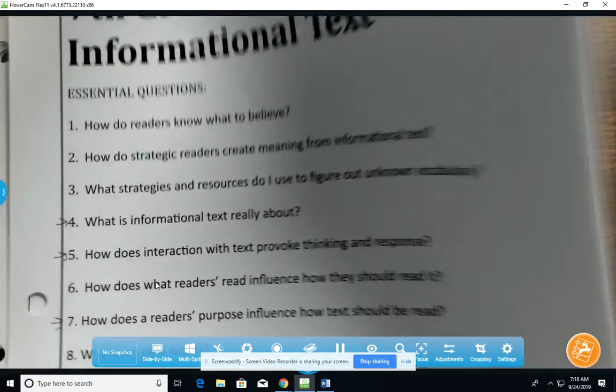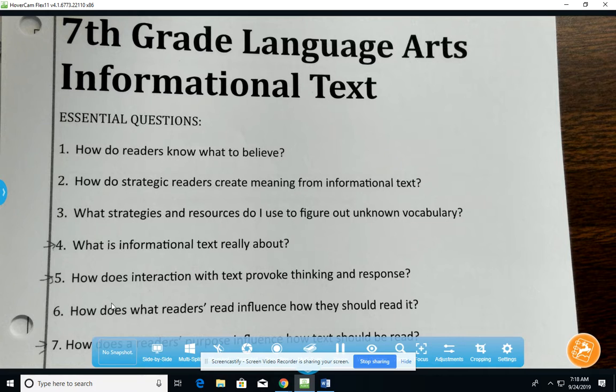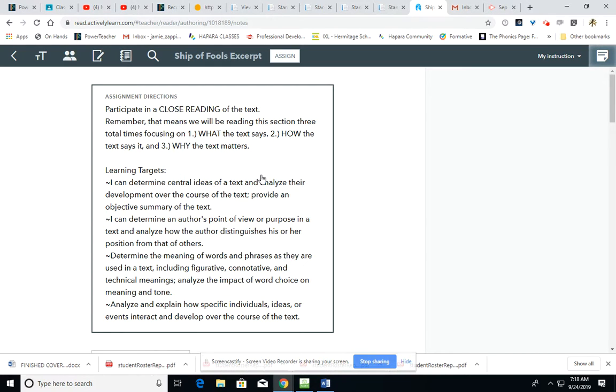Now, as we look at these learning targets, we're going to be focusing on another close reading. This time we're looking at the excerpt from Ship of Fools. Yesterday we looked at the online news article. Today we're looking at Ship of Fools. This is an editorial excerpt, which has a different purpose. We'll be talking about that as we get through our close reading.